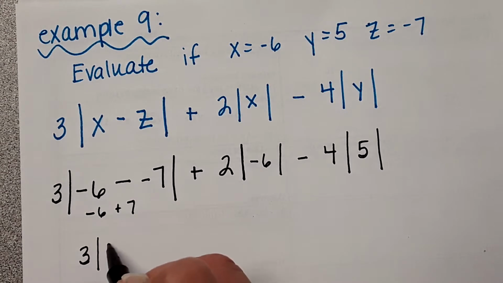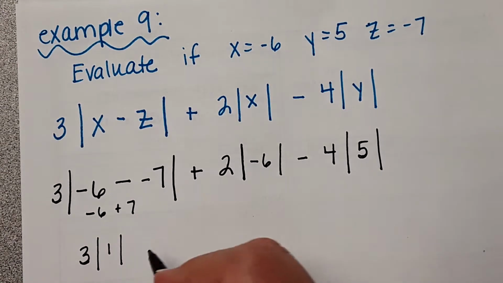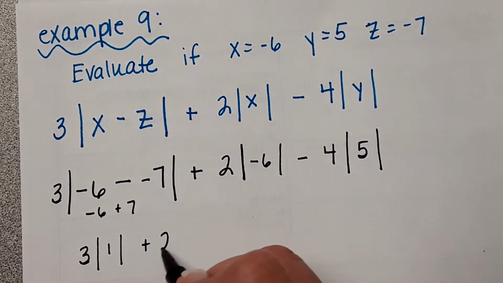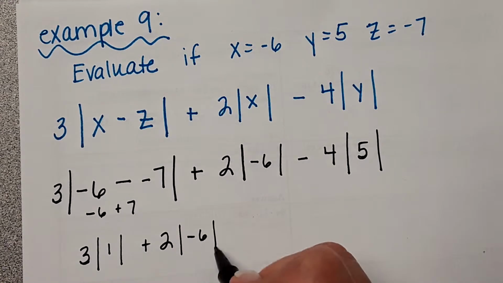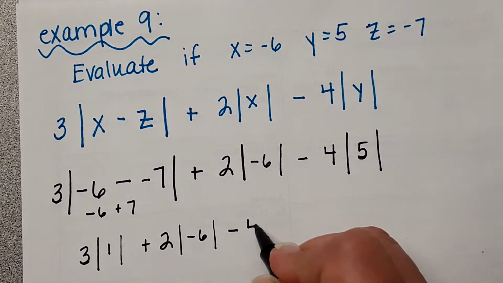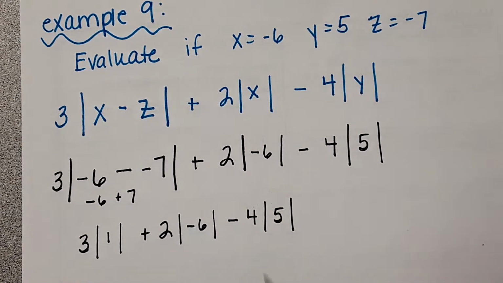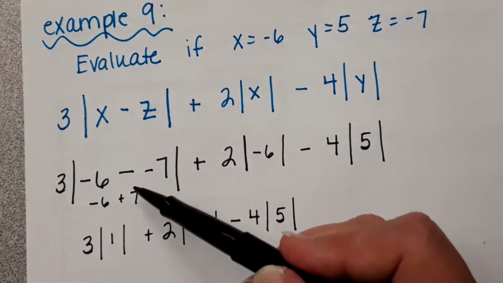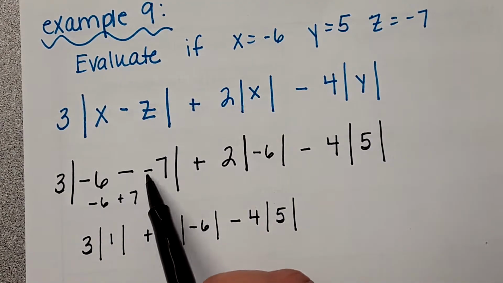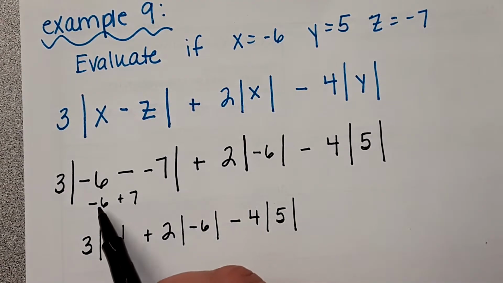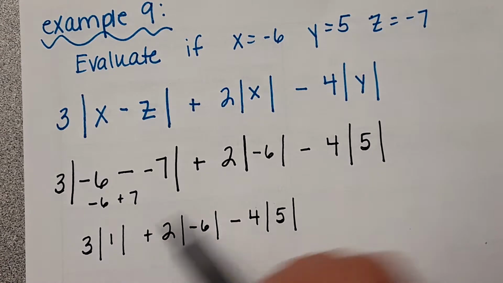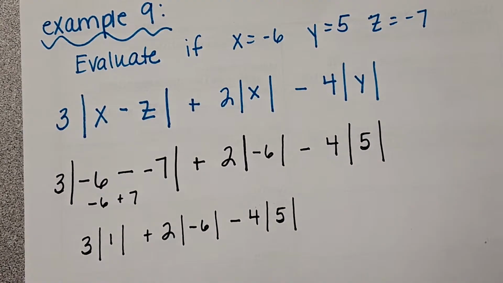So we're going to rewrite this: 3 absolute value of 1, plus 2 absolute value of -6, minus 4 absolute value of 5. So I just did what was inside. -6 minus -7 becomes -6 plus 7, which equals 1. And I just rewrote the rest of the problem.